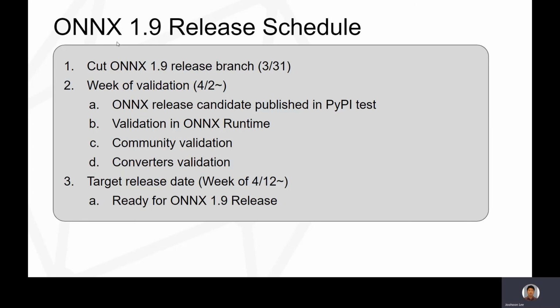In terms of the release schedule, we are expecting to cut the release branch by end of March. And then we're going to start the validation on this branch starting the first week of April. We'll be releasing the ONNX release candidate published in PyPI test. And then we're going to run all the validations through ONNX Runtime. We'll also be working with the community for extra validations and also cover the converters. So we're currently targeting the next release around the week of April 12th.